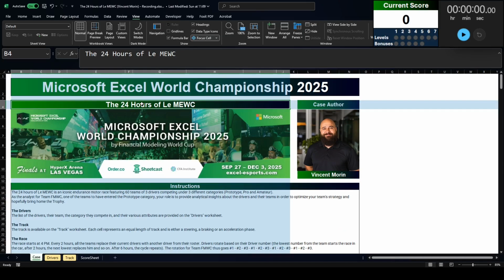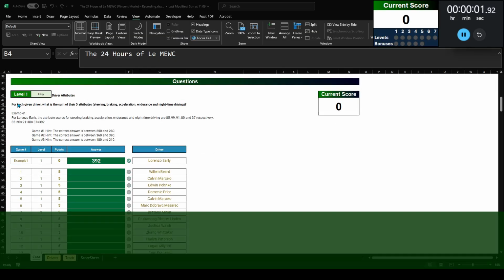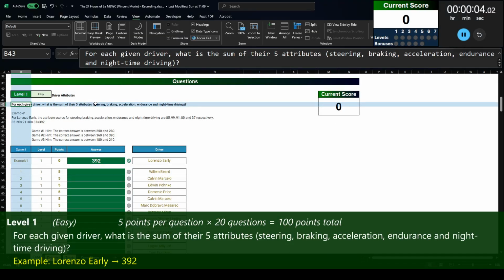Let's see how long it can take to get a full solve. And here we go. Level 1. For each given driver, what is the sum of their 5 attributes? Steering, braking, acceleration, endurance, and nighttime driving.